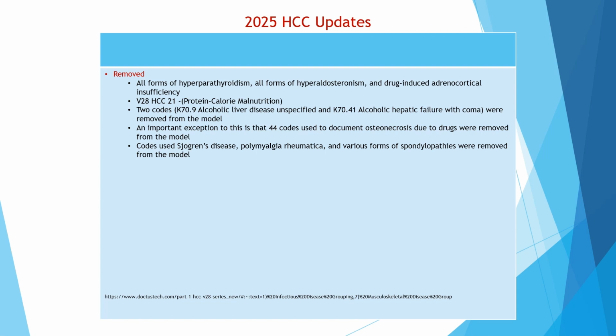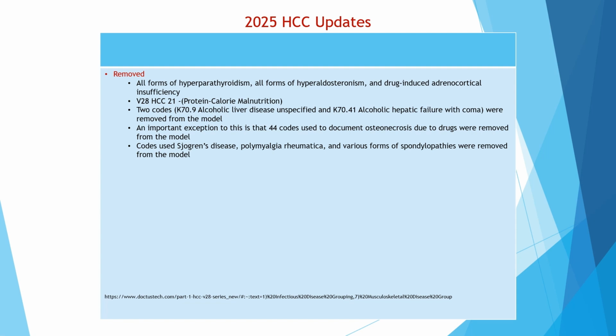These are removed from the list. All forms of hyperparathyroidism, all forms of hyperaldosteronism, and drug-induced adrenocortical insufficiency. V28 HCC 21, protein-calorie malnutrition. 2 codes, K70.9 alcoholic liver disease unspecified and K70.41 alcoholic hepatic failure with coma, were removed from the model.